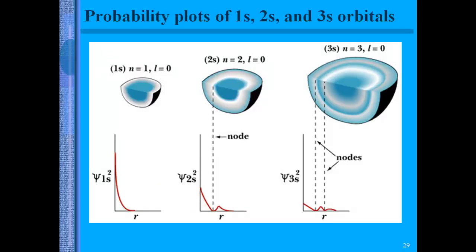Looking at these probability plots of the 1s, 2s, and 3s orbitals, what we can notice is the center is where the nucleus is, and then the area around the center is the first energy level. Then you have the white space, which is considered a node, and that node is an area where electrons will not be found. So as you increase from 1s to 2s and 2s to 3s, you'll notice that the s orbitals get larger with the increasing number, but you'll also notice that there is an increased number of nodes present.